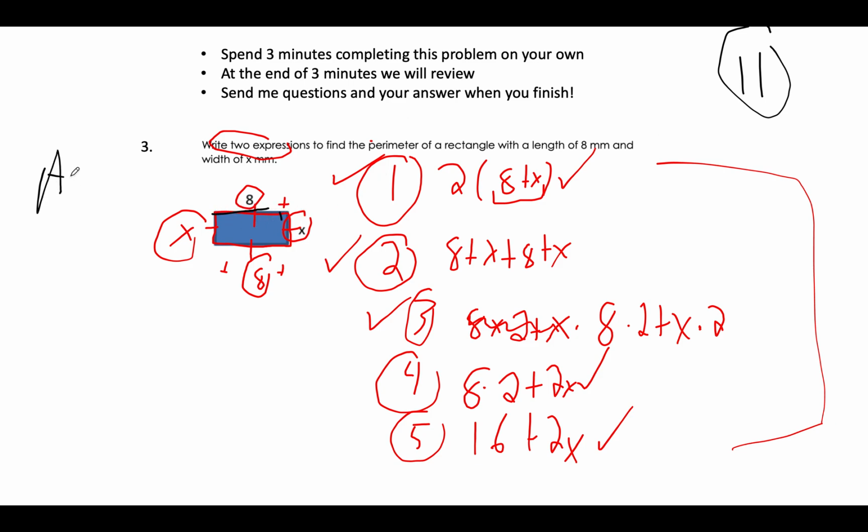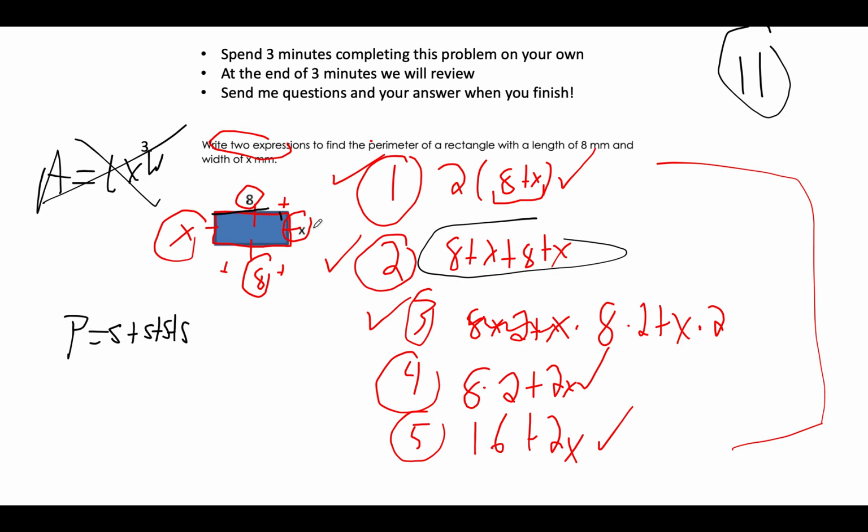We are not doing area, which is length times width. We are absolutely not doing that by any means. We are not multiplying anything here. To find perimeter, we need to add together each of the sides of a rectangle. So this is the one that I like the best. We did 8 plus x plus 8 plus x. We add all this together, and that's going to give us our perimeter.